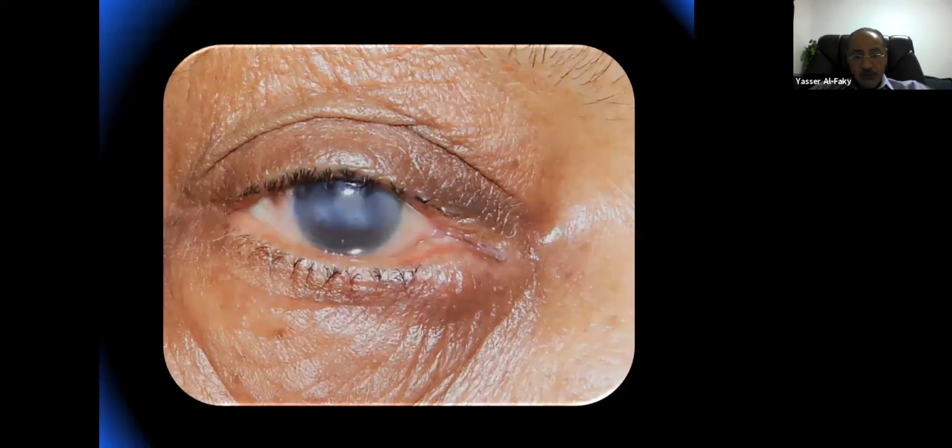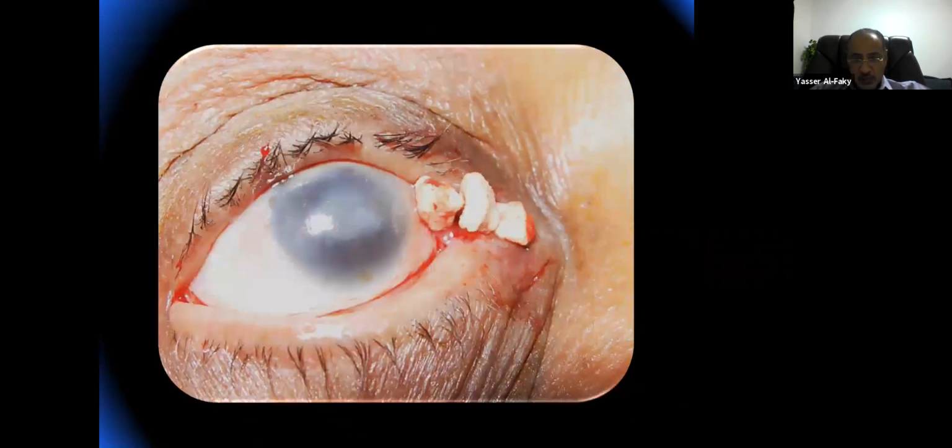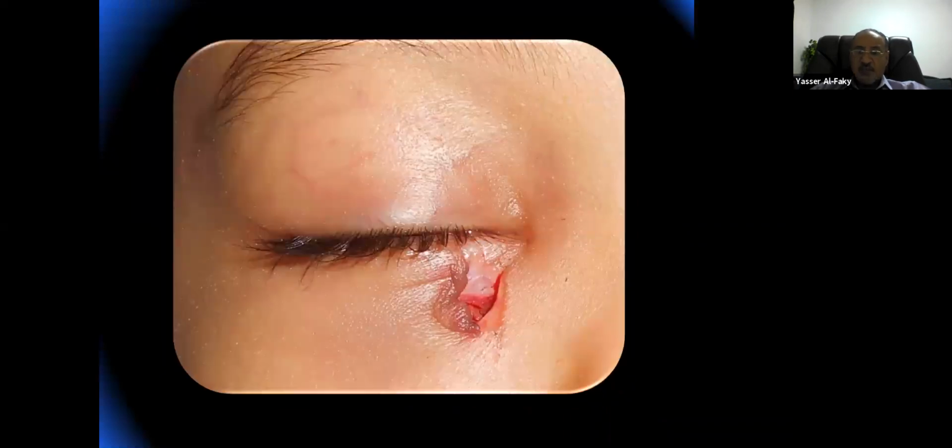Sometimes the inflammation is not evident, but the punctum is swollen like this, the canalicular system. So this is another patient with the granules. Okay. Very good.